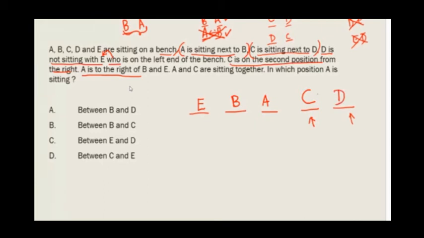Now C and D are supposed to be together. Now in which position is A sitting? It is very clear. A is seated between B and C. So A is seated between B and C.